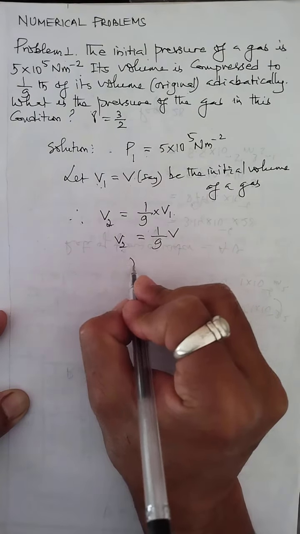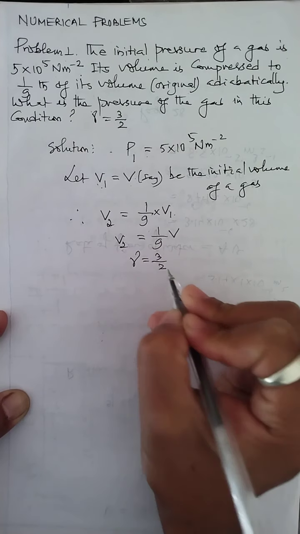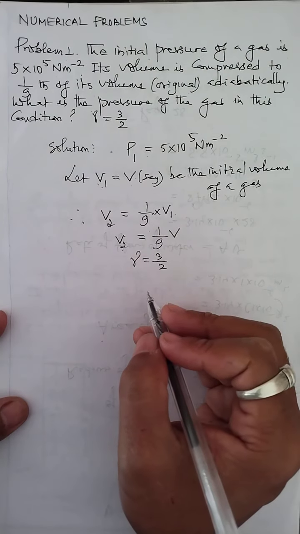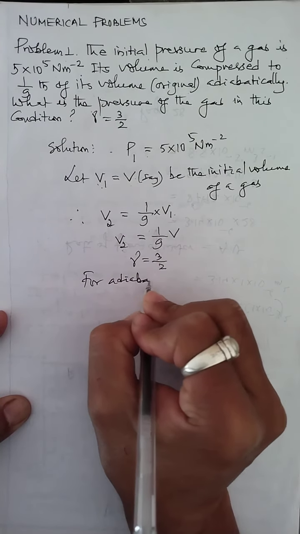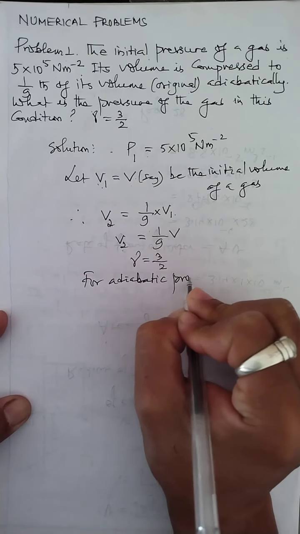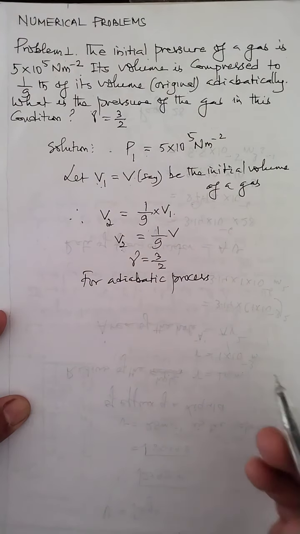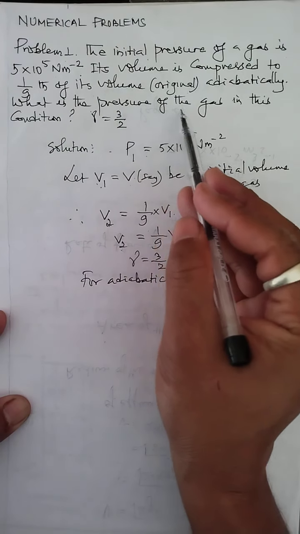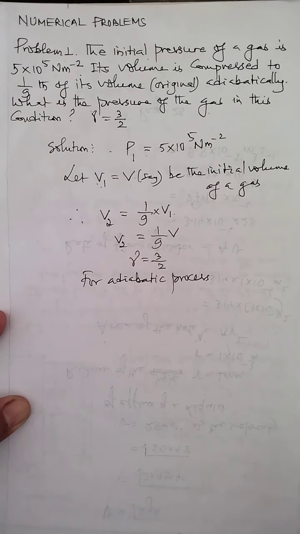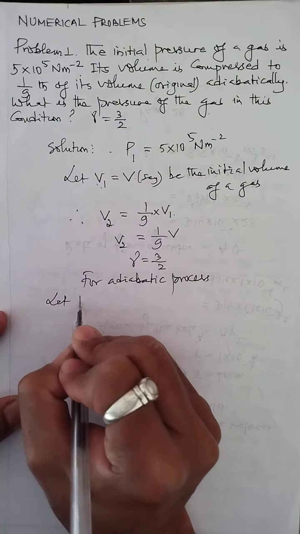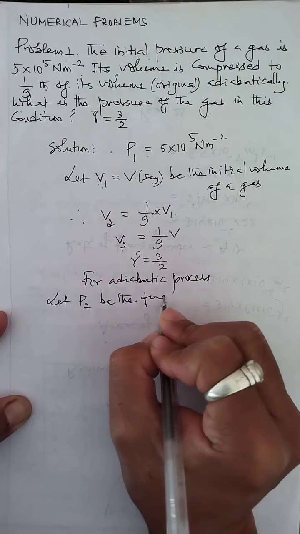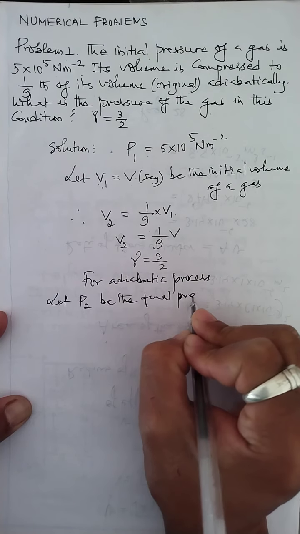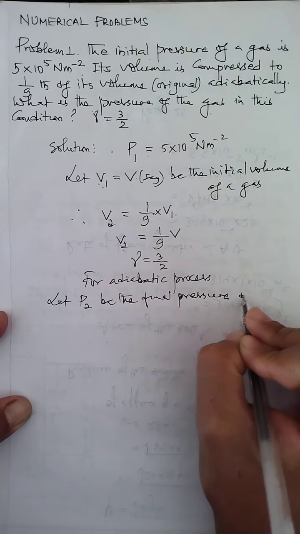Now for this process, gamma is 3/2, and this process takes place adiabatically. Now what we need to find out is the pressure of the gas in this condition, which means you have to find the final pressure. Let me write that the final pressure is P2. This is the final pressure of the gas.